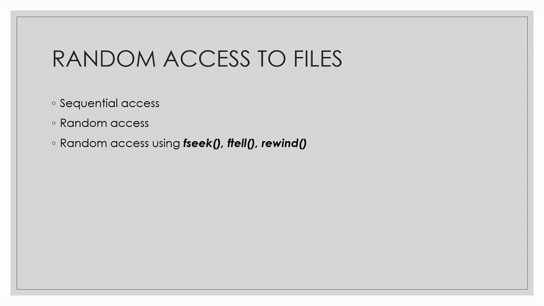Just go to the end, or just go to the middle of the file, or to some other specific location. That is called random access to files. It is done using three functions: fseek function, ftell function, and rewind function. So now we will learn each of these functions.